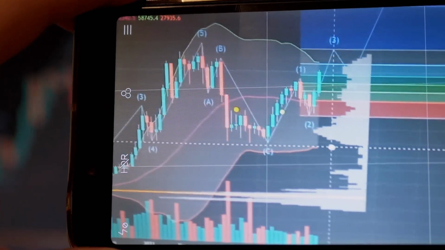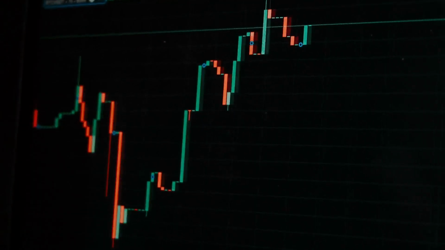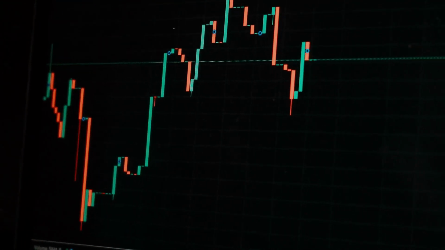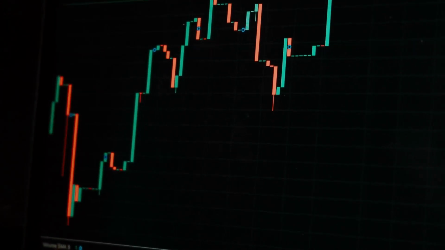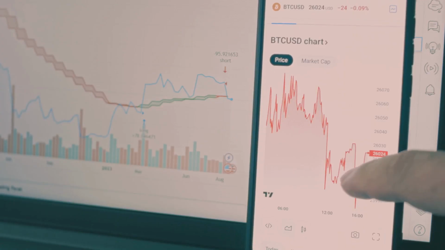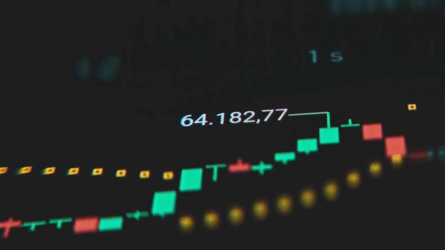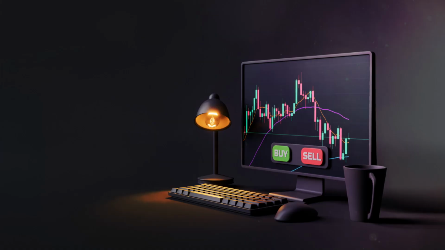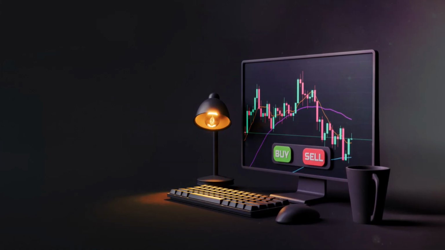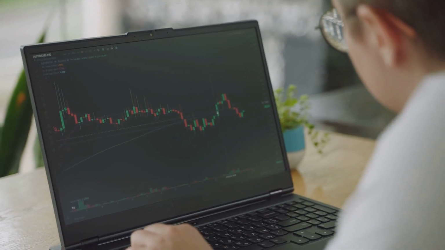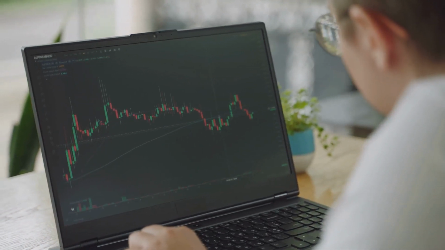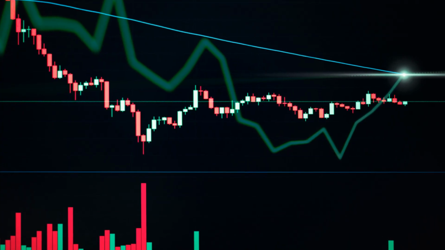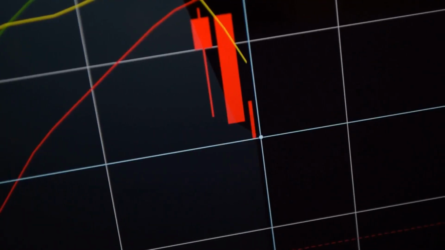First, let's talk about candlestick charts. Each candlestick shows what happened to the price of a cryptocurrency during a specific time period. It has four parts: the open price, or where the price started; the close price, or where the price ended; the high price, the highest point it reached; the low price, the lowest point it dropped to. The thick part of the candlestick is called the body, and the thin lines are called wicks, or shadows. If the body is green, the price went up. If it's red, the price went down.